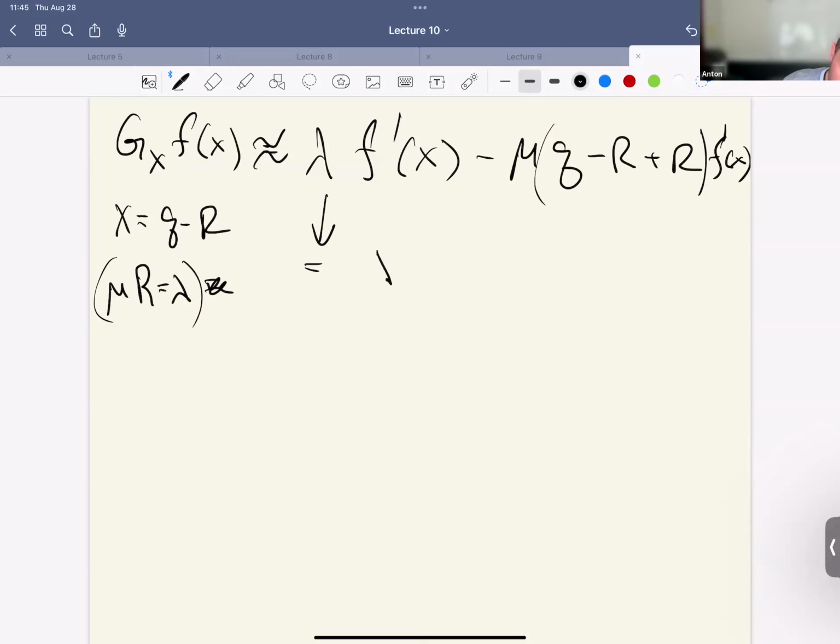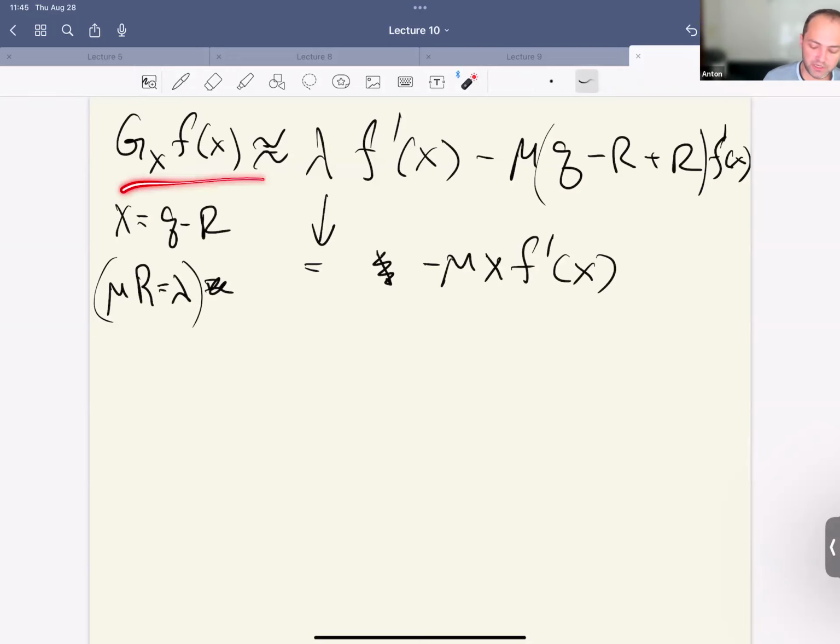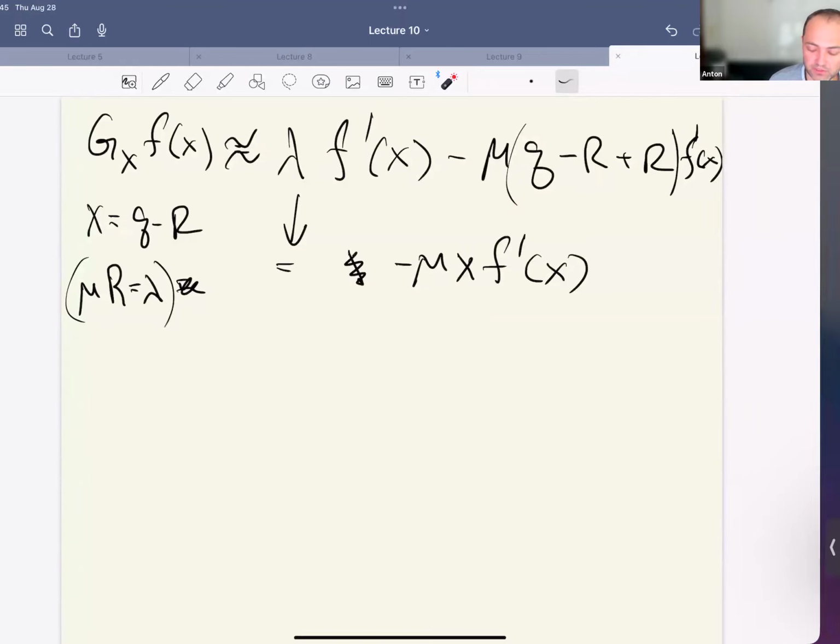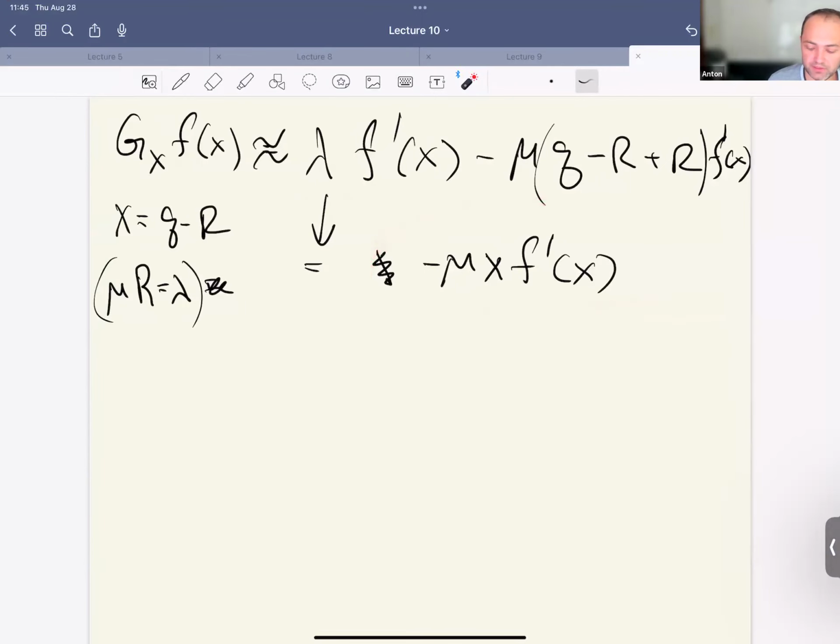This will be negative mu x f prime of x. Okay, so I've taken my Markov chain. I've done first order expansion plus centering to its generator. And notice it's just the first order operator. This is the same drift we had as for the diffusion approximation, but we ignore now the random term.